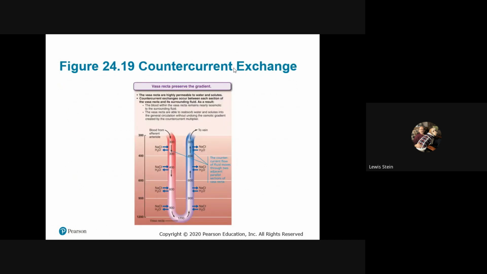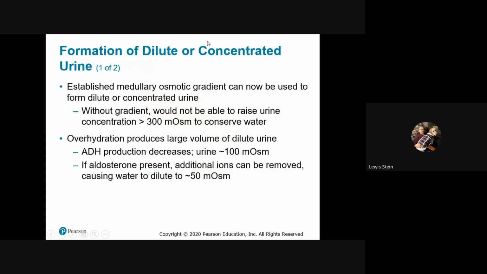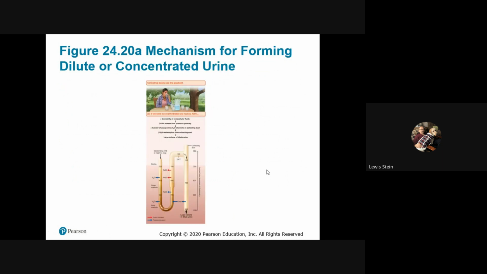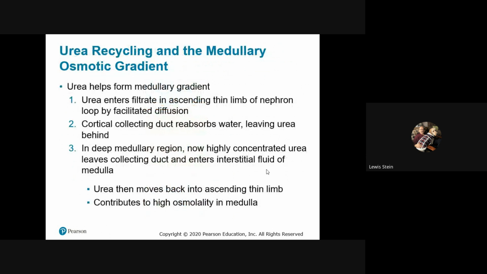So you've got to do that. Without the gradient, we'd not be able to raise urine concentration, and with overhydration, we compensate with different things. Okay, antidiuretic hormone decreases it, aldosterone can pull back in, etc. All of those types of things we looked at before. So they give you some numbers, and we don't have to go through a whole lot.